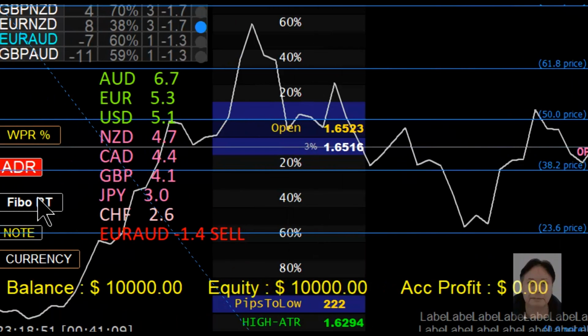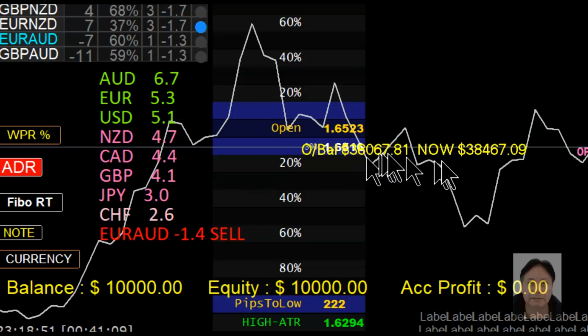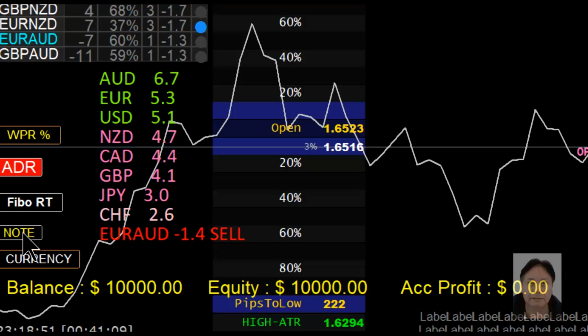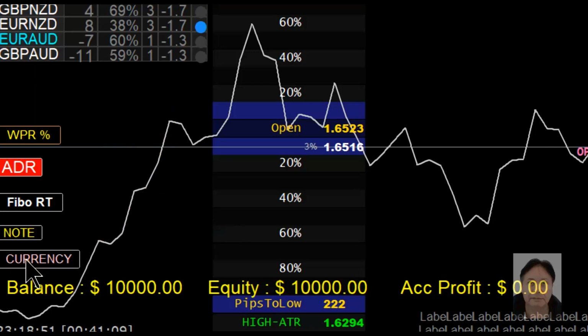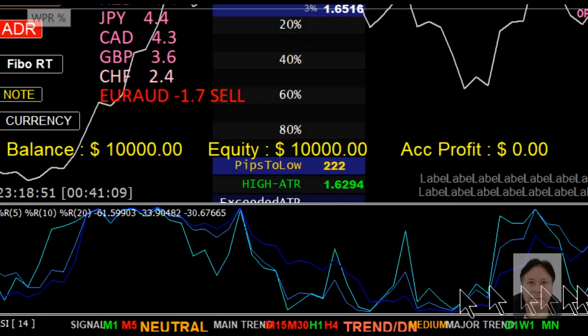So the FIBO, that's that one, and the notes, that's actually from the template from before, so just ignore that. I'm going to reset that, and that's the currency one there. Okay, and the WPR percentage, that's right, it's this one.